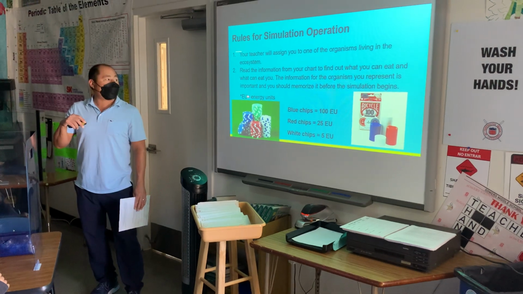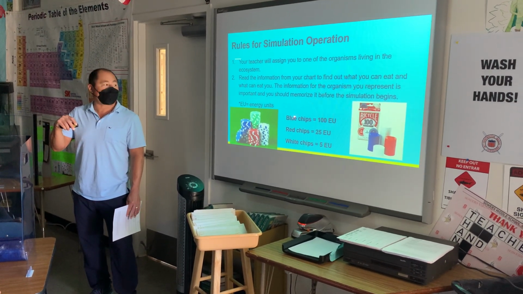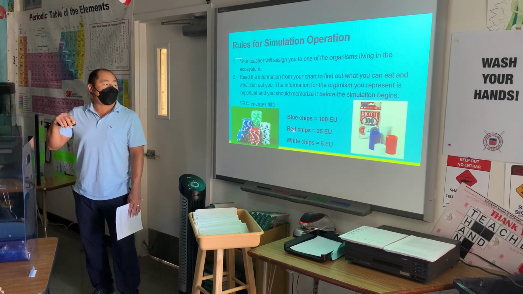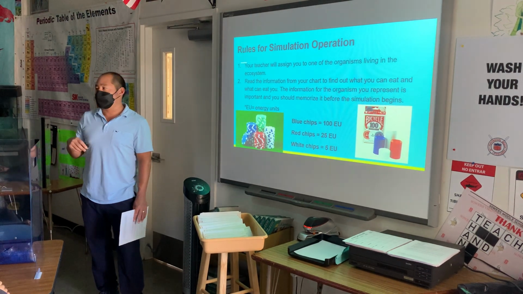EU is energy units, and the chip quantities are as follows. A blue chip is worth 100 energy units, a red chip is 25, and a white chip is 5 energy units.